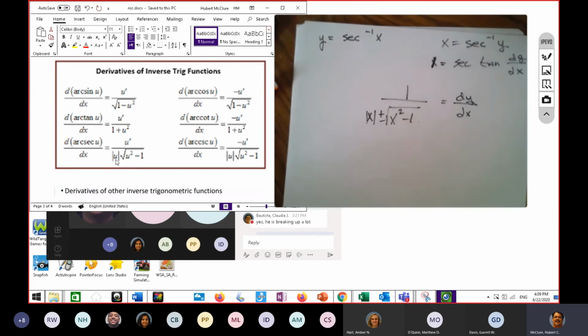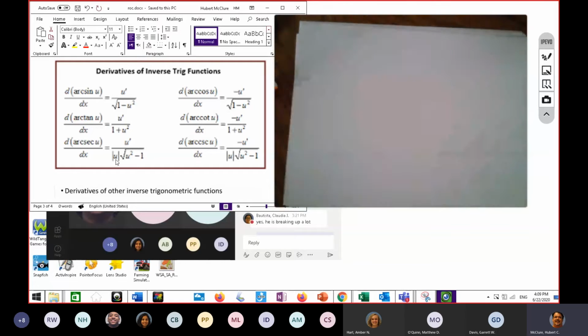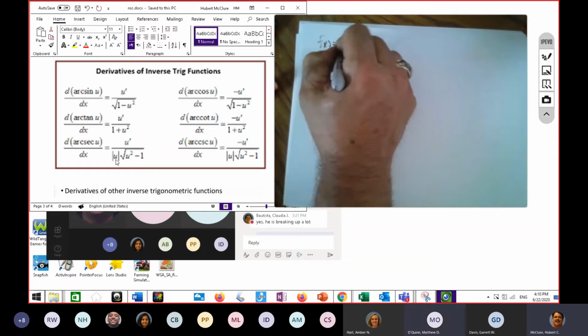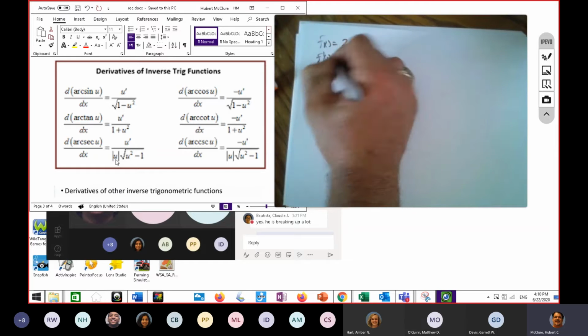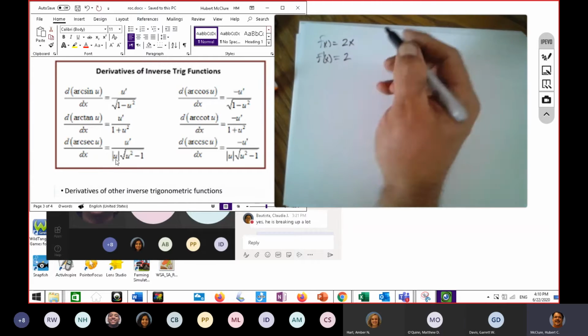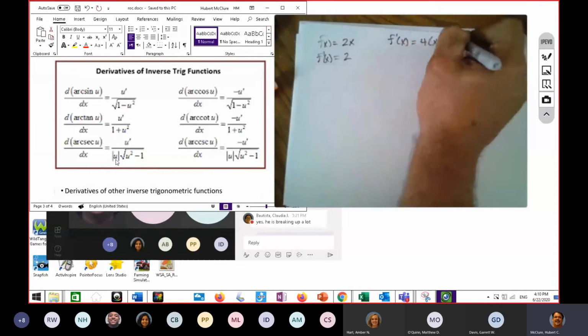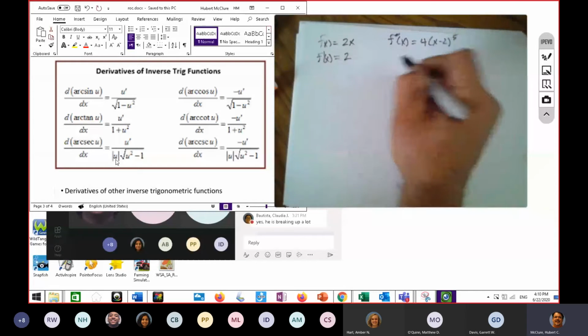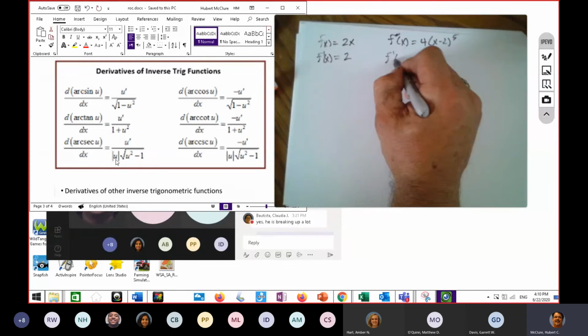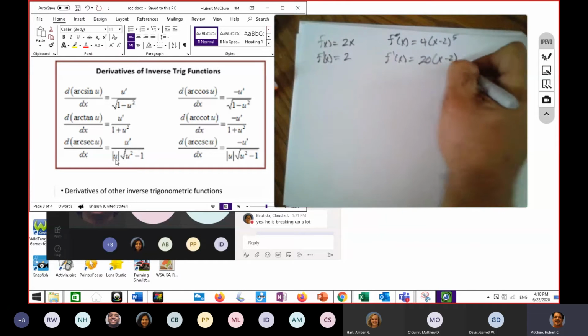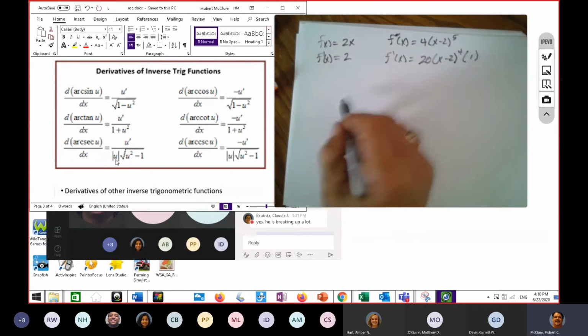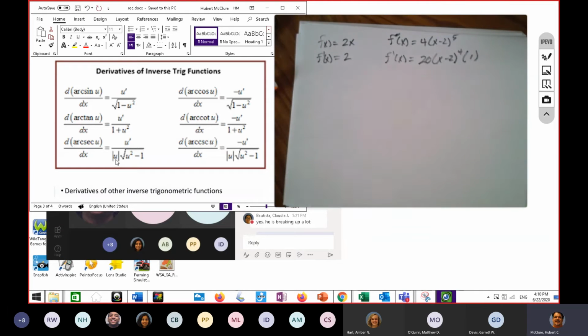Now here's an example of a problem you might see in Calc 2. You're used to seeing something like f of x is equal to 2x. What's f prime of x? Well, you've got to use a property. That'd be 2. Or f of x is equal to 4 times (x minus 2) to the 5th power. F prime of x is equal to 20 times (x minus 2) to the 4th times 1. And you use these methods. Well, sometimes, that one's dead.